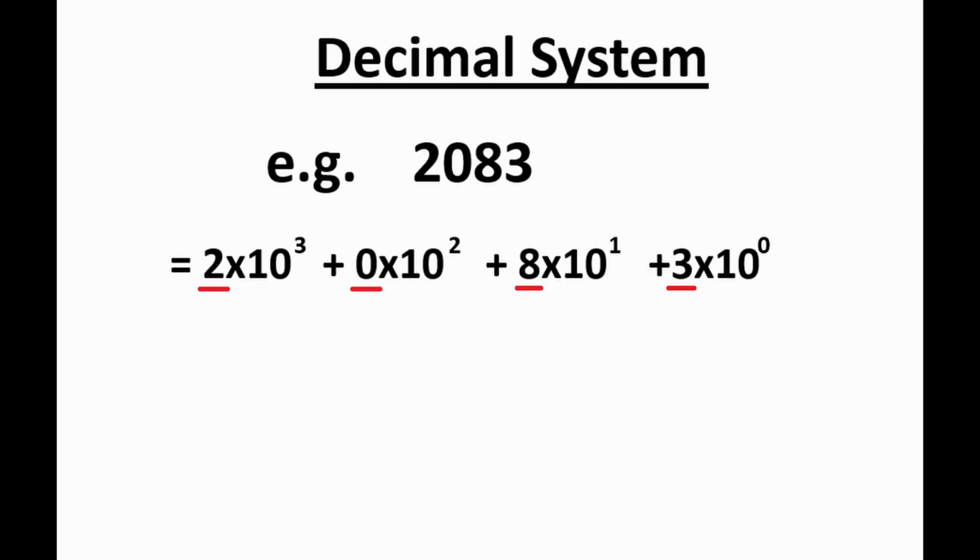Each subsequent digit that we use in our numerical representation is a placeholder for a power of 10. So for example, take the number 2083. We can rewrite this number to show its digits and their powers of 10 placeholders as follows: 2 times 10 to the power of 3, plus 0 times 10 to the power of 2, plus 8 times 10 to the power of 1, plus 3 times 10 to the power of 0.